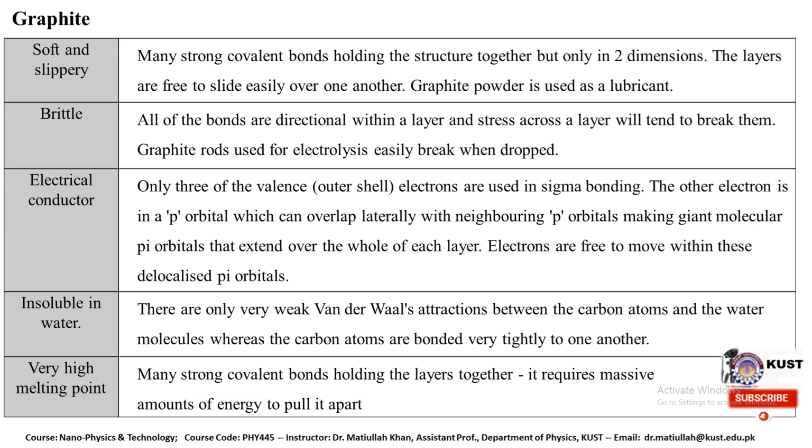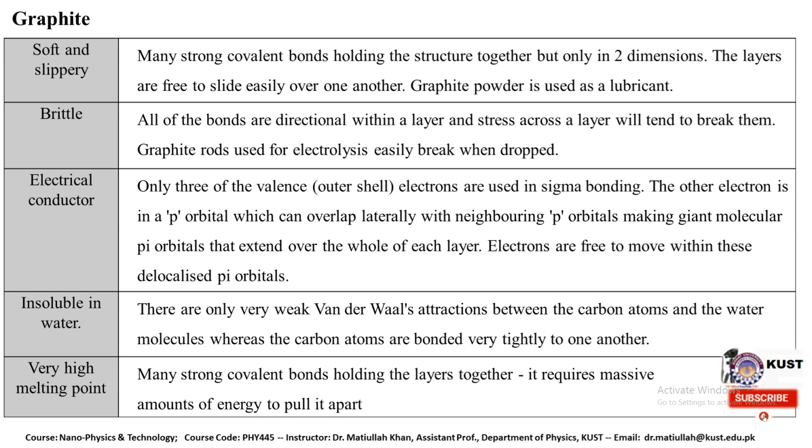So we are dividing carbon nanotubes into several types. One is graphite, and graphite has some properties and a basic structure, due to which it has interesting properties. So here we are looking at the structure and its properties as well. Graphite is soft and slippery.